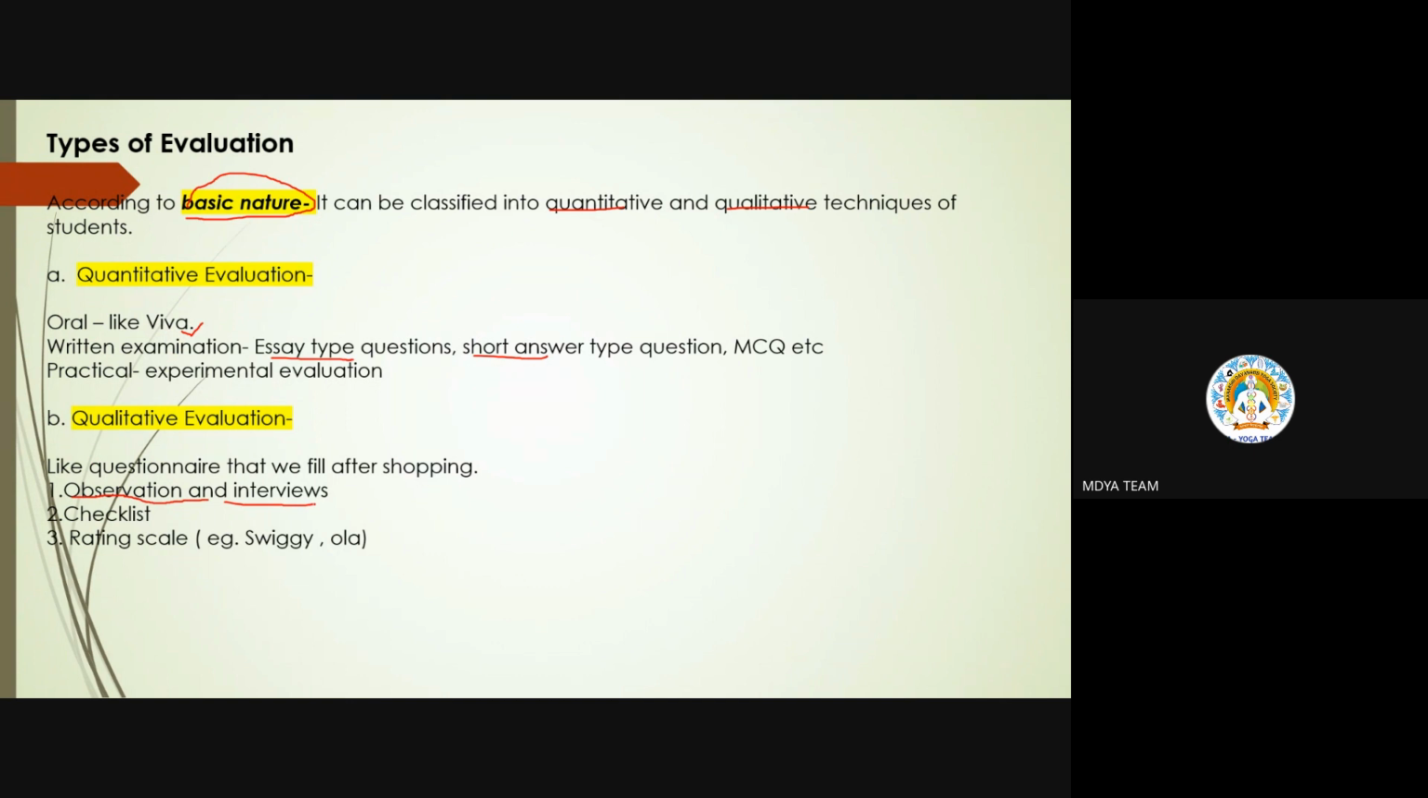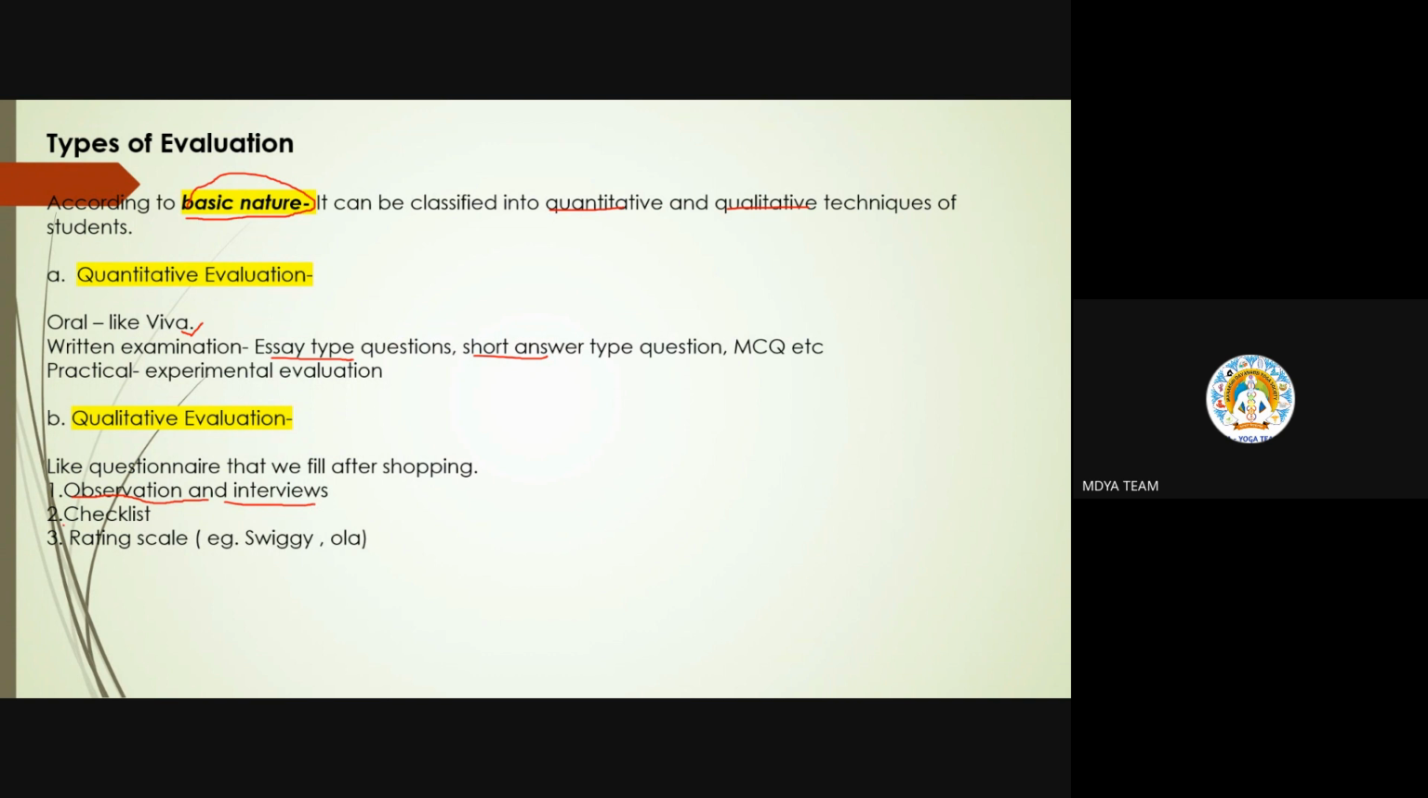Like in your MBA examination, if there is a pre-entry test, before the entry there is a test that is your entrance test. So that is your quantitative evaluation. They are evaluating you in terms of some numbers. And in that MBA, when there is a viva, that viva is for assessing the qualities of a candidate. So that viva or interview is the qualitative evaluation, right?